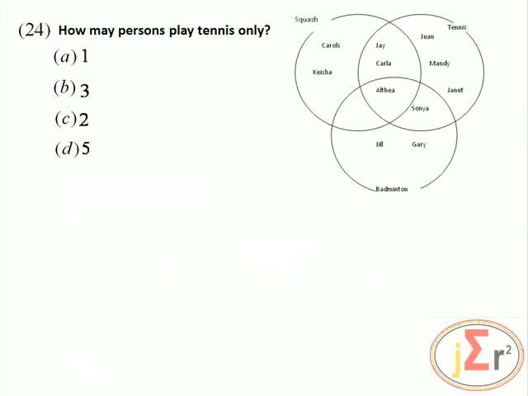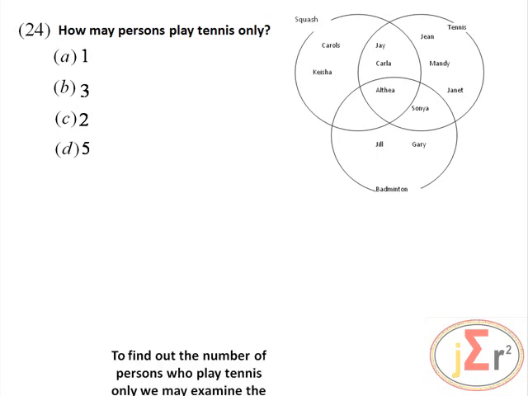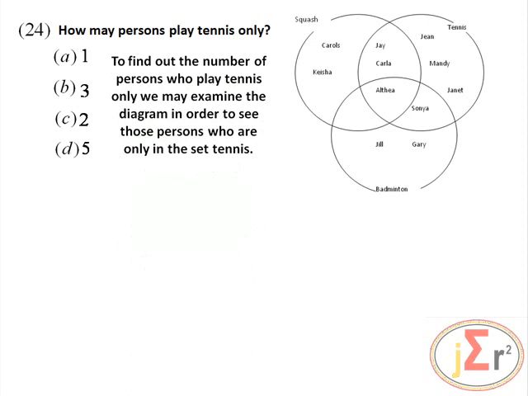There we go. How many persons play tennis only? To find out the number of persons who play tennis only, we may examine the diagram in order to see those persons who are only in the set tennis. So we may look, this is the set tennis. Suppose we say J then. J is also in tennis. But see the set squash come all the way around here. So J is also in squash. So we know it's not J. We are looking at the students or the players who play only tennis.